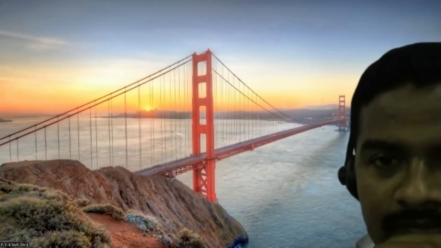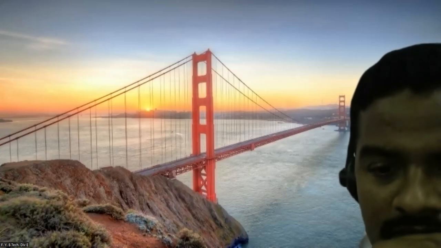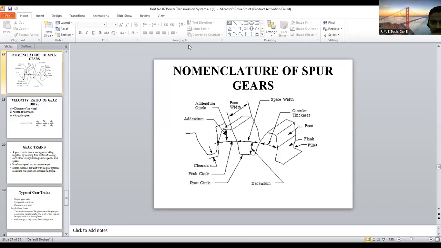Is it visible? These are the nomenclature part, or you can say geometric parameters for the gears.